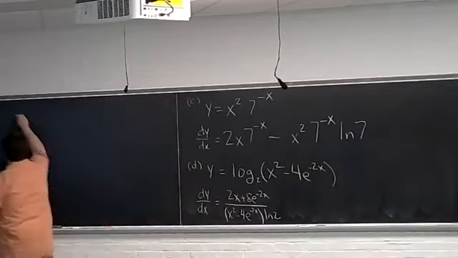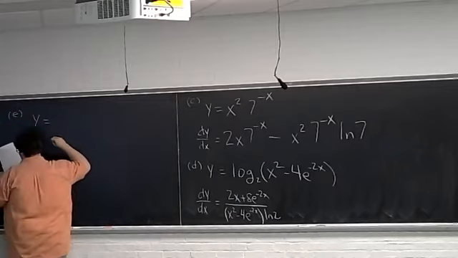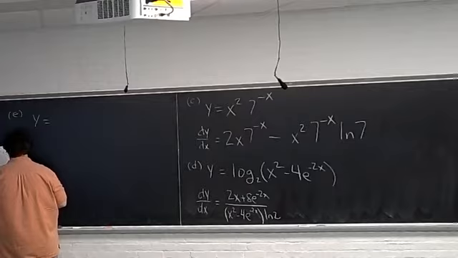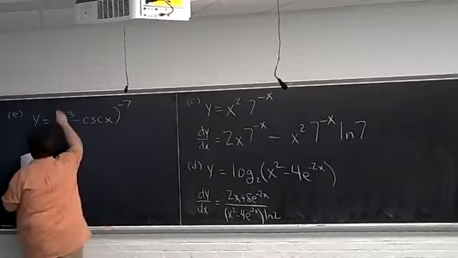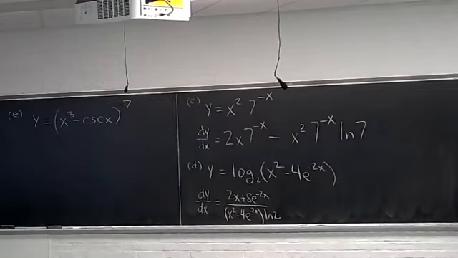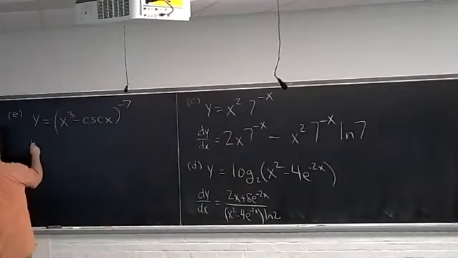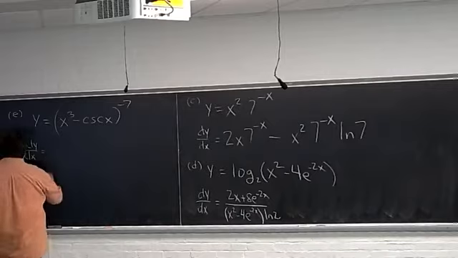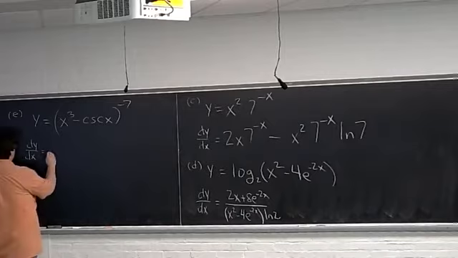Part E. y equals 1 over something to the 7th. Well, 1 over something to the 7th is the same as that thing to the negative 7th. We need to take the derivative, so I'm going to write it as that thing to the negative 7th because it'll make it easier to apply the power rule. And also, with one like this, you don't have to eventually write it in a fractional form. You can just leave it like this.